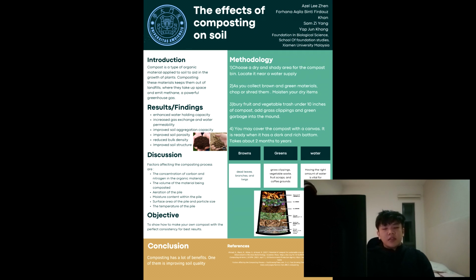And last but not least, the temperature of the pile, which would increase the rate of composting as much more energy is produced due to the high amount of heat present during that time.